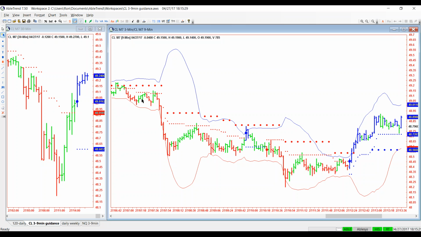Another great call on that one earlier from a client who got in right in here, an absolutely perfect sweet spot. Boy, you can't get any better than that. 30-minute had red dots, 3-minute red dots, 9-minute red dots. Everything was right there just for the taking, and down it went.